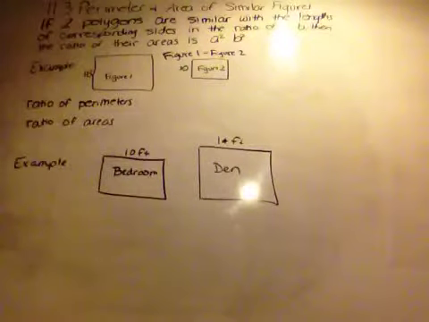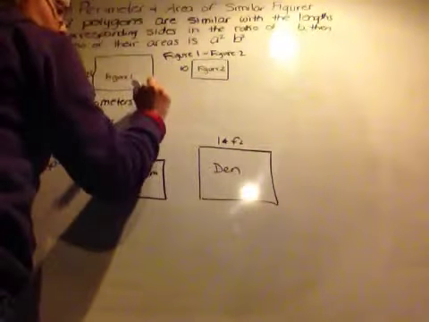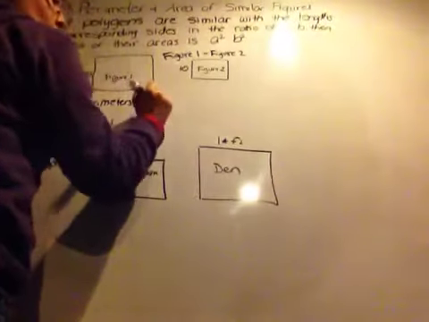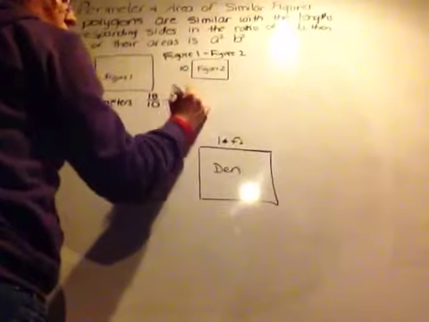So in the first example, we're told that figure 1 is similar to figure 2. So we want to find the ratio of their perimeters. The ratio of perimeters is just the same as the ratio of corresponding sides. So we're going to do figure 1 to figure 2, which is 18 over 10, and then we can reduce that to 9 over 5.